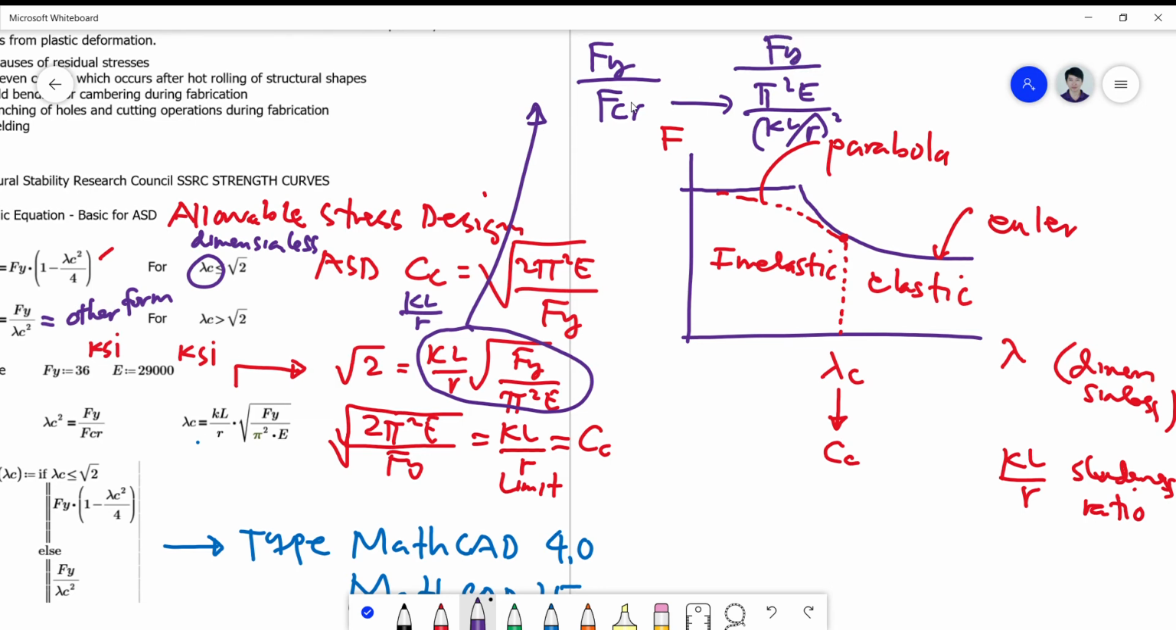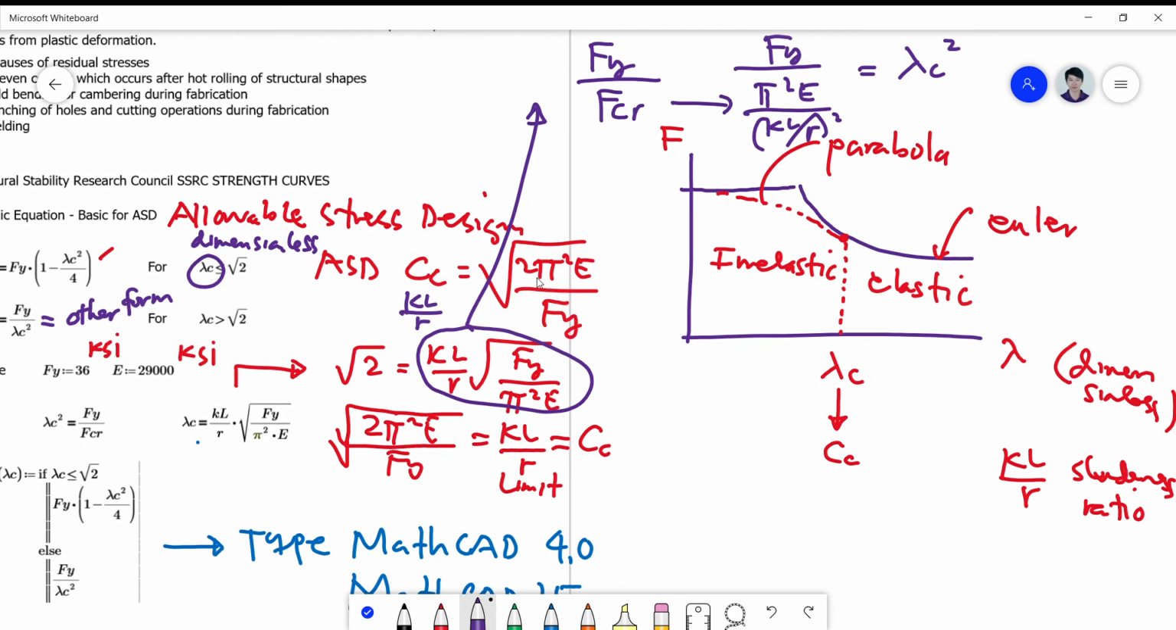So the ratio of Fy over Fcr now becomes your basis for your lambda sub c. So if I take the square root here, I have to square that. If I take the square root of this, I have to have a square root of this. That's why this now will give you a value of your limit KL over R, which is equivalent to Cc, which is pi squared E all over Fy. Okay, so the formula now for Cc is square root of 2 pi squared E all over Fy.